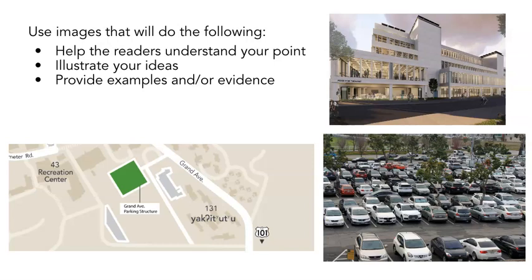Images can help do three of the following points for your final papers. One is that they can help the readers understand your point. So for example, if you're trying to prove that parking is a problem on Cal Poly's campus, then it would be a good idea to include a visual representation of what that means. So this photo at the bottom right here does just that. So it's kind of physical proof to prove your problem, I should say.